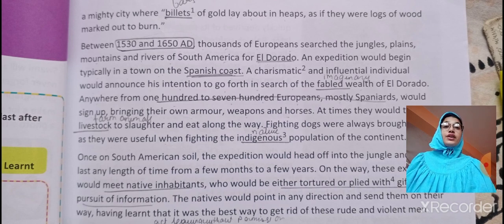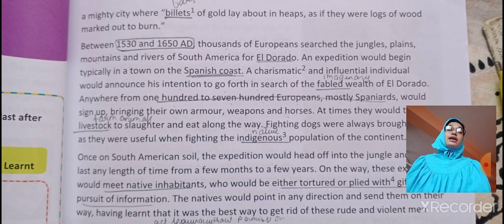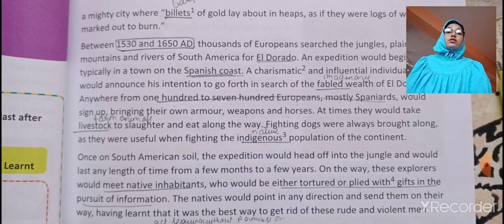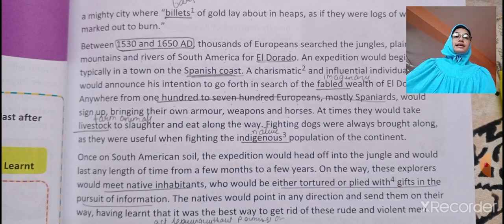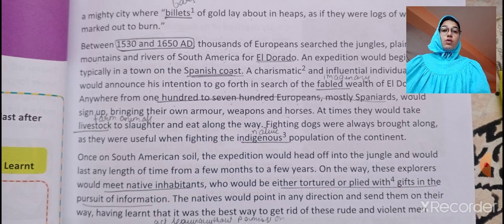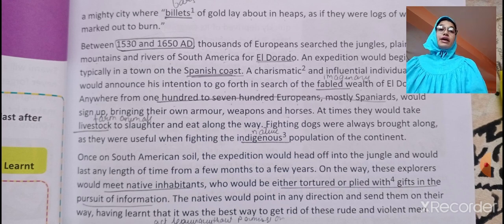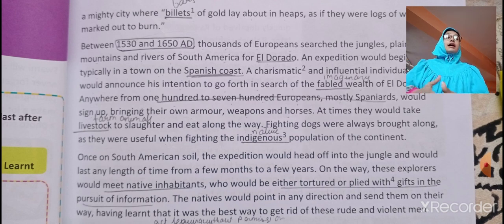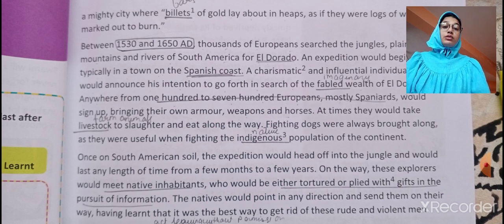Anywhere from 100 to 700 Europeans, mostly Spaniards, would sign up, bringing their own armor, weapons, and horses. At times, they would take livestock, that means animals, to slaughter and eat along the way. Fighting dogs were also brought along, as they were useful when fighting the indigenous, that means native population of the continent.